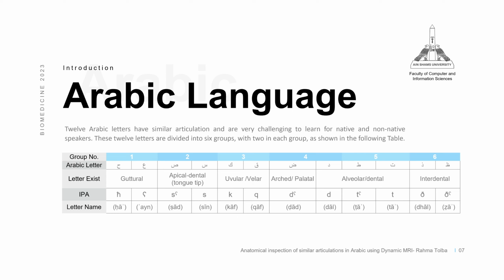12 Arabic letters have similar articulation and are very challenging to learn for native and non-native speakers. These 12 letters are divided into 6 groups, with 2 in each group, as shown in the following table. The table displays each letter's group number, name, shape in Arabic, articulation point description, and IPA. IPA is the International Phonetic Alphabet. It is a widely used system to represent human speech sounds.